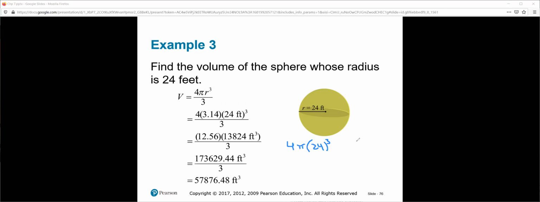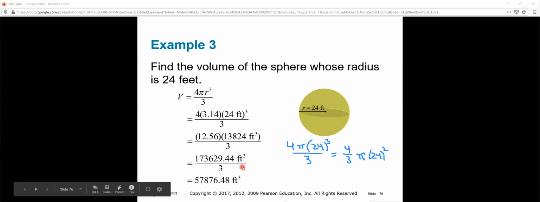Talked about this a bit in fractions, but oops, sorry, let me draw a 3 there. There we go. This is the same thing as this. All right. If you want to put your 4/3 out front, fine. If you want to multiply by 4, divide by 3, like they do here, fine. Either way works. And we end up with a pretty big ball, right? 24-foot radius. That's a big ball.